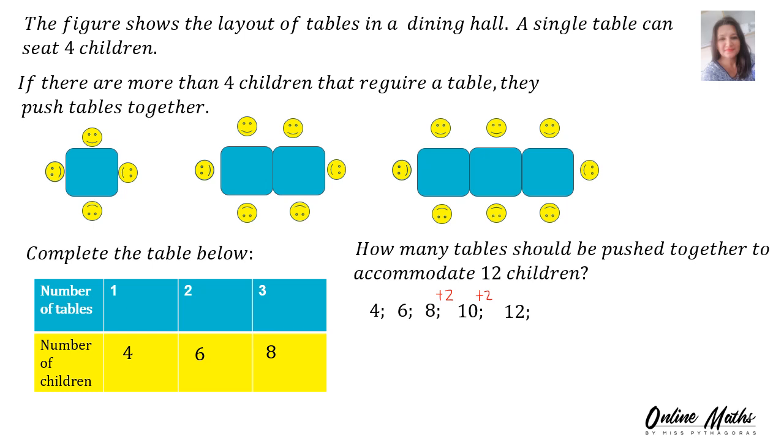Do you agree? Where you found 4 children, that was term 1, 1 table. 6 children was term 2. 8 is term 3. Term 4 is 10. Therefore, term 5 can seat 12 children. So the answer will be 5 tables must be pushed together to accommodate 12 children.